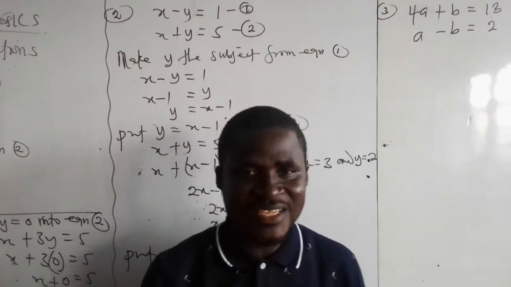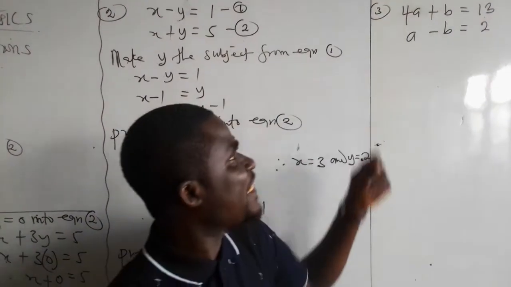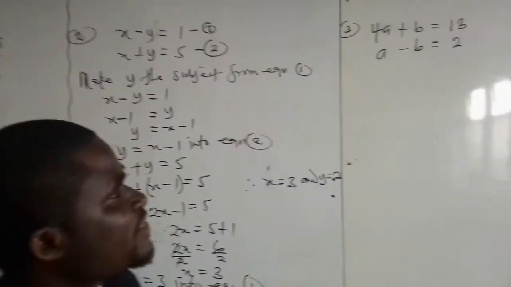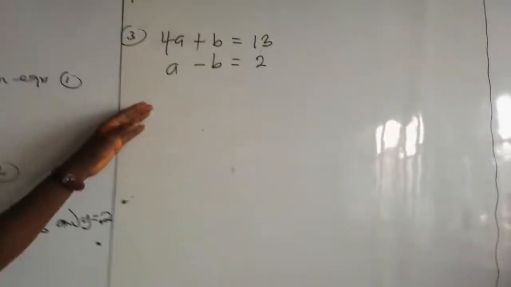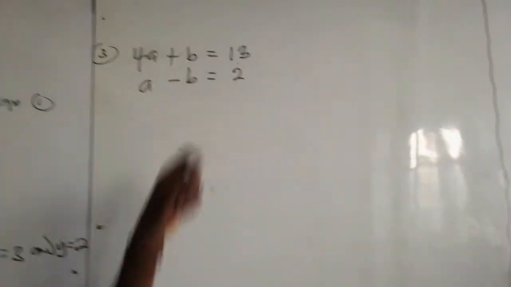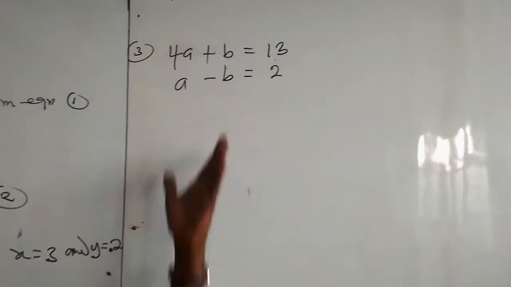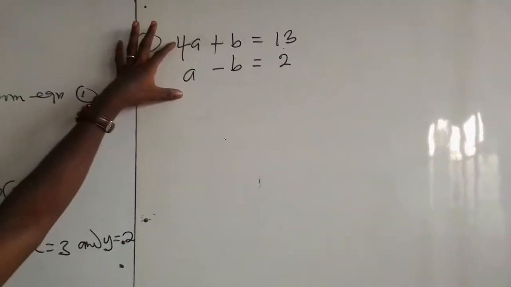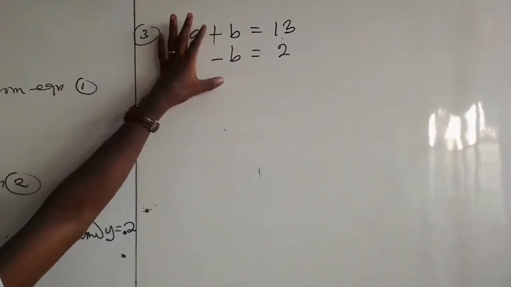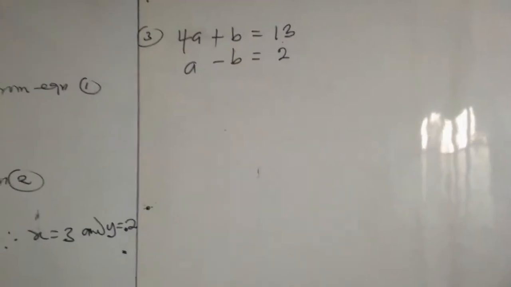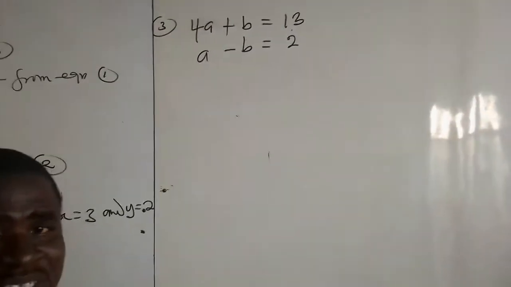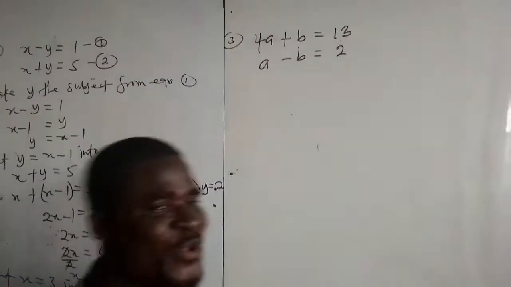Now, let's check the third example, please. This is equation 1, equation 2. Now, make one of the variables the subject, either A or B. So take note. I want you to try your hands on this example for me. Please, when you are done, try and submit your answer. I will check it for you.